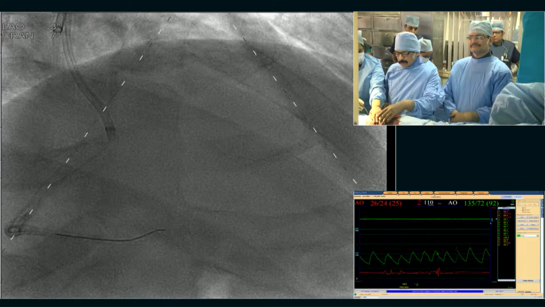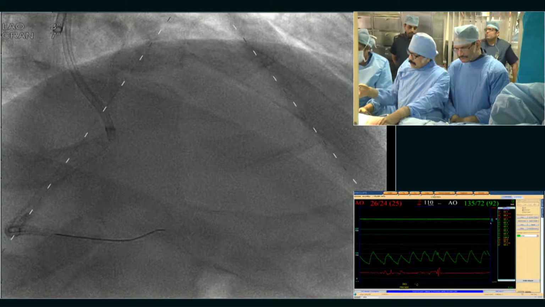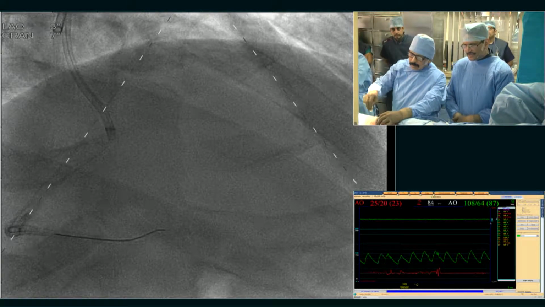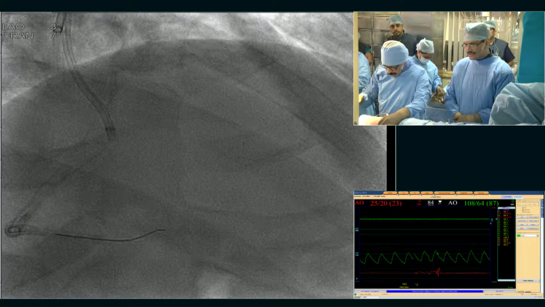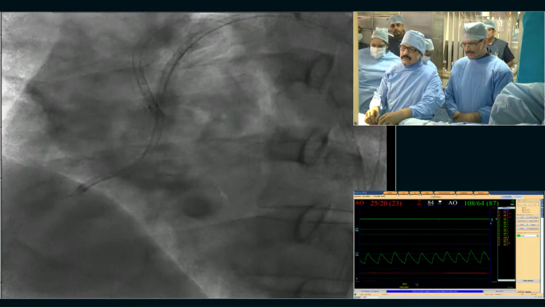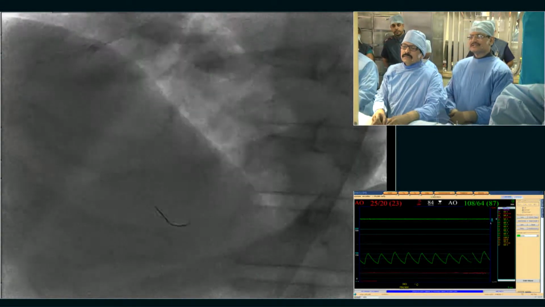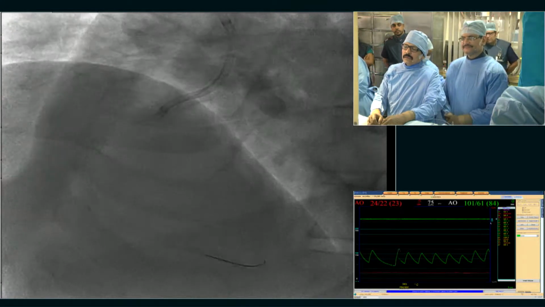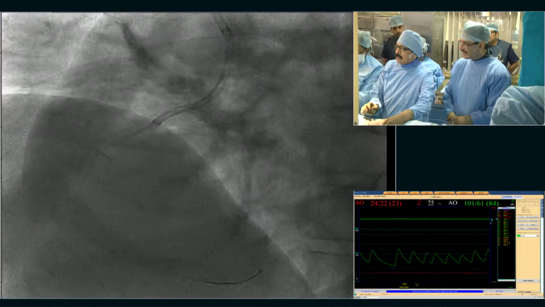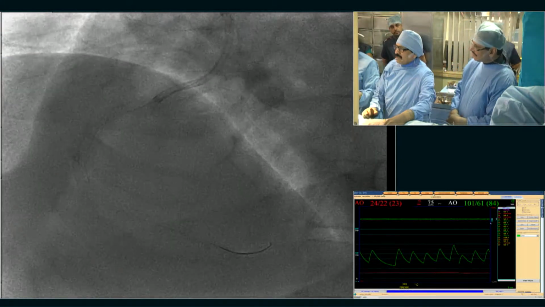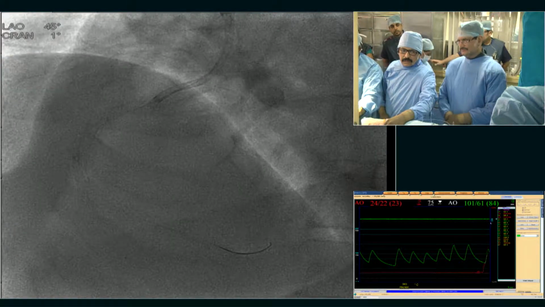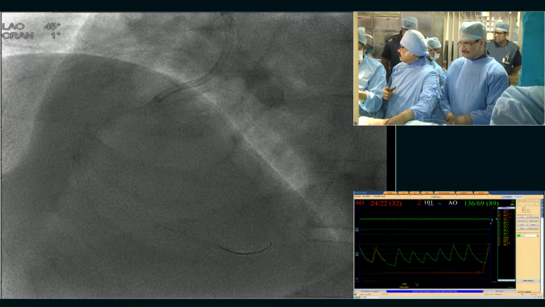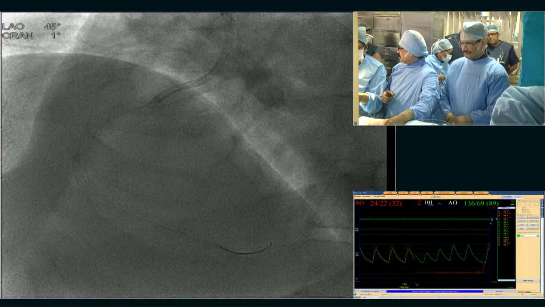And what would be your wire inside the Crusade? Already this is a Sion. This is a Sion there. Yeah, but under Sion, so we'll put one under the Sion to cross the posterolateral branch. What will be your wire? I prefer a Sion wire. I will see. I go to the caudal cranial. How much is the length of the wire?